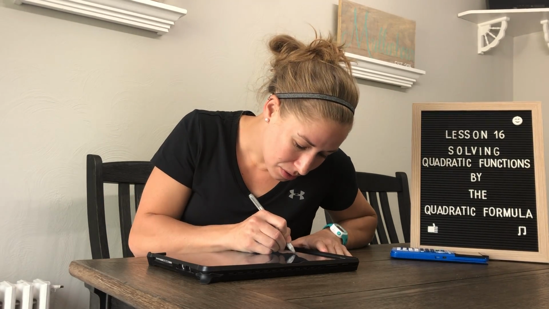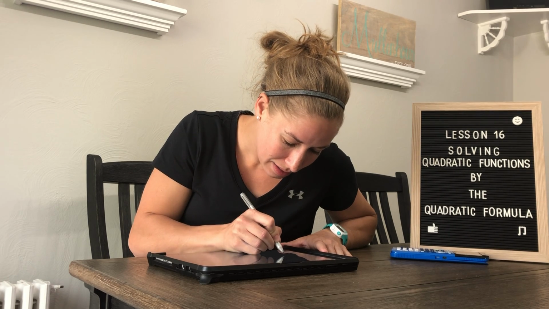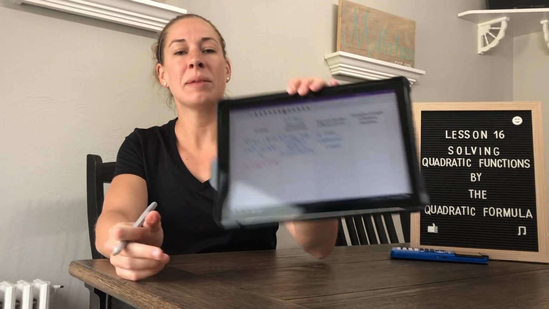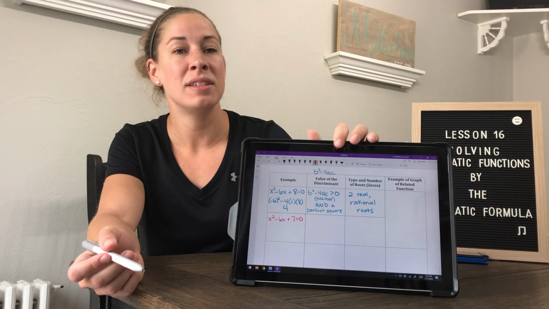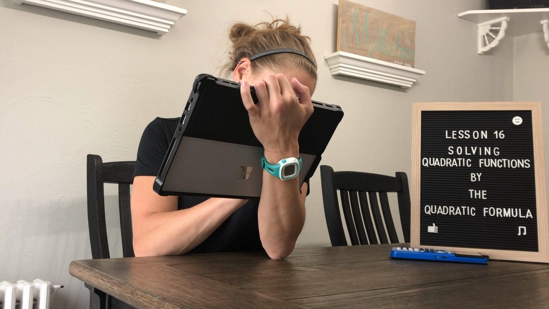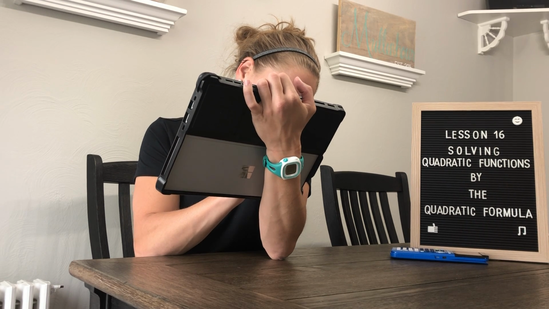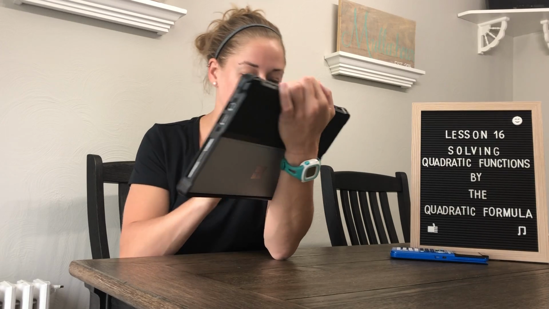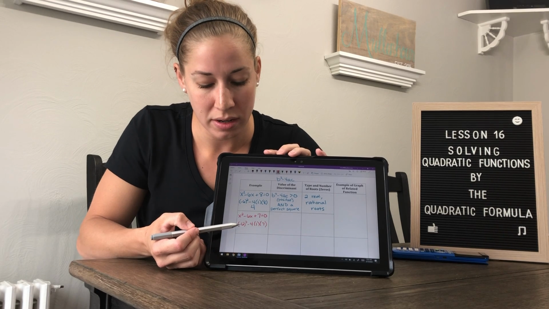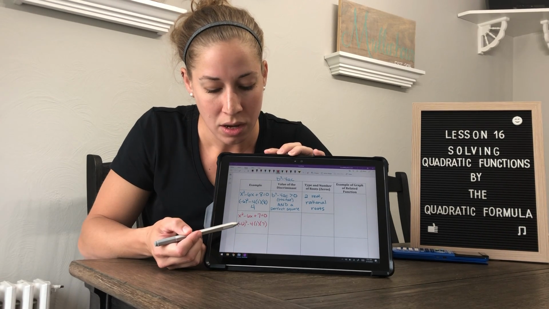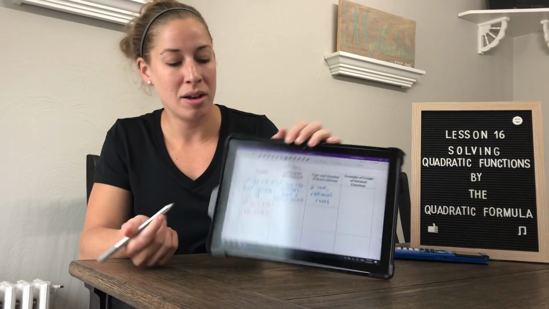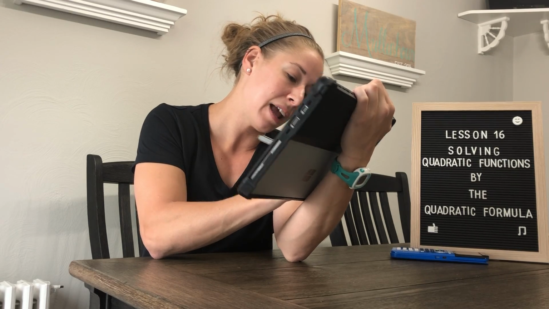If my x squared minus 6x plus 7. Okay, so the example that we're doing here is x squared minus 6x plus 7. So finding the value of that discriminant, just b squared minus 4ac. Okay, so again, b squared, negative 6 squared minus 4ac. We've got 36 minus 28. So the value of that discriminant is 8.